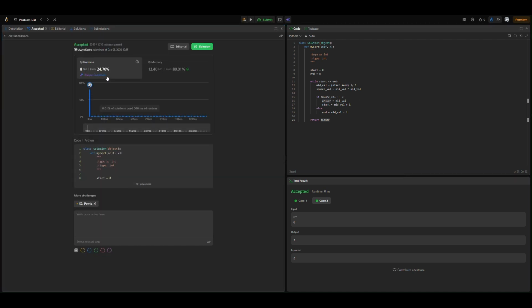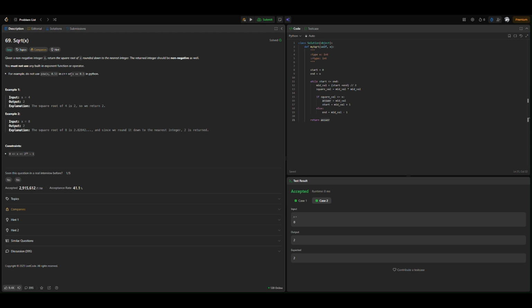We see the code beats 24.70% of users. You don't always have to go by runtime comparisons, and memory beat 80% of users. This is because under the Leetcode description, it says you can't use x to the exponent of 0.5 in Python. A lot of people submitted their answers with x to the exponent of 0.5 in Python. Leetcode will not block you from breaking the rules. They let you submit answers. The point of Leetcode is for you to learn and not essentially quote unquote cheat.